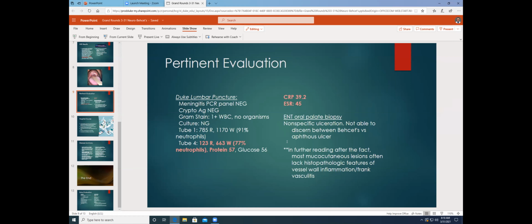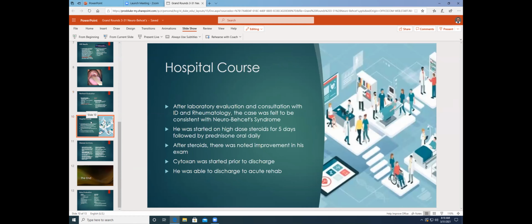But to save the rest of the story, the remainder of his workup ended up being pretty unremarkable. And so his hospital course ended up being a discussion between consultation groups with infectious disease and rheumatology. And we felt that his presentation would be consistent with neuro-Behçet's. So we started him on high dose steroids for 5 days, followed by oral prednisone. And during that window of time, he actually noted some improvement. And so we started him on Cytoxan prior to discharge. And thankfully, he was able to be discharged to acute rehab despite his initial presentation.